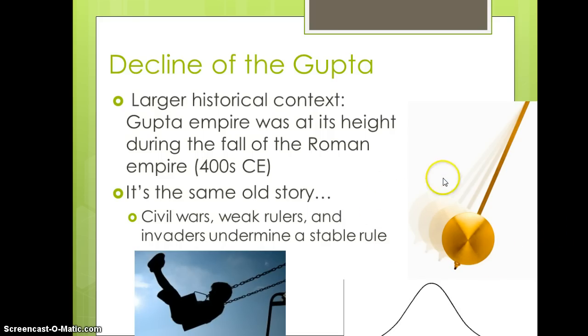Just like a pendulum does, just like when you, no matter how hard you try, you can never do a 360 around a swing set. You always fall back at some point. And with history, we have the same thing. Eventually, we'll have the destruction of an empire due to civil unrest, poor rulers, which leads to instability. And this is a topic that we're always going to be talking about in history, this idea of the rise, peak, and decline of certain civilizations or empires.